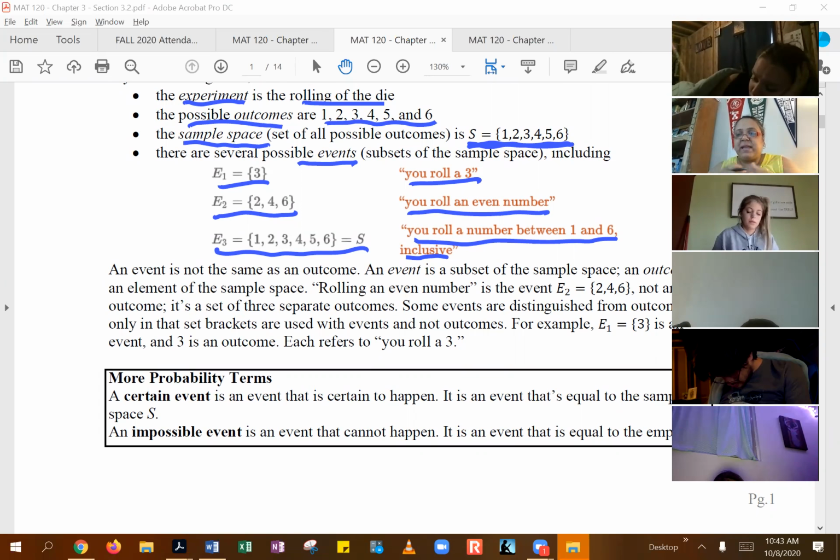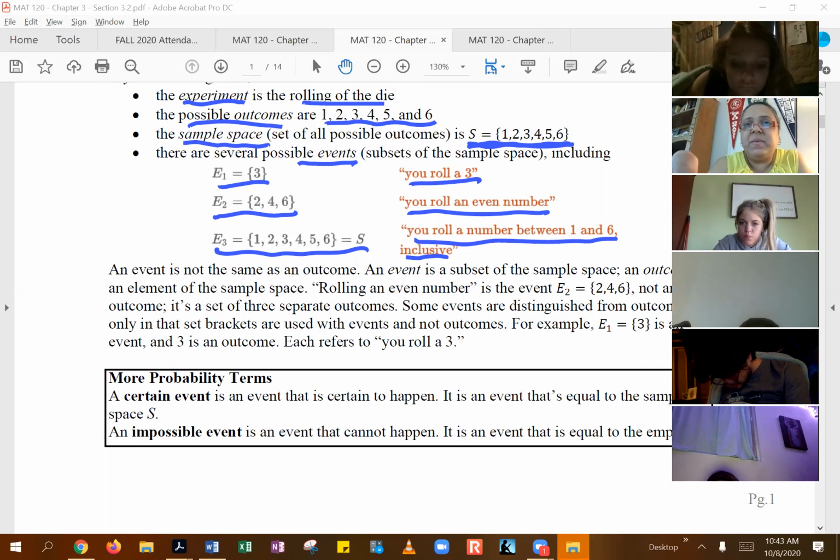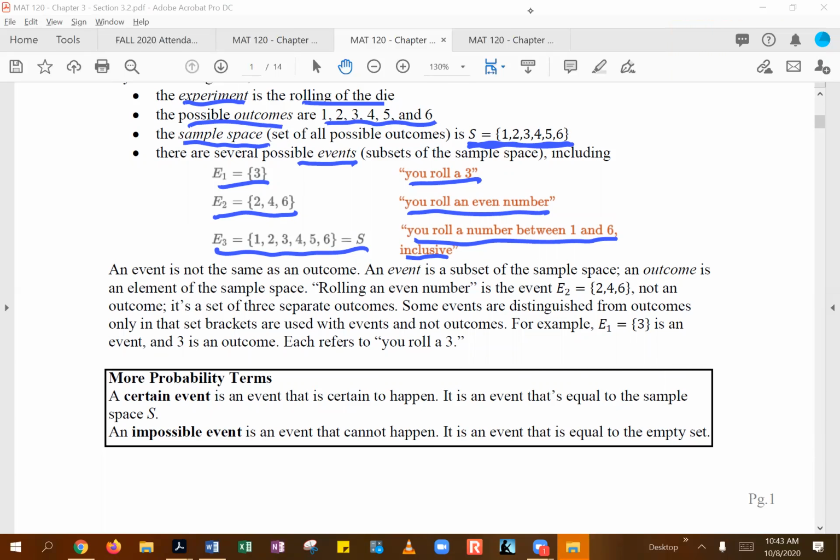What are we hoping to get as an answer? When you're talking about the outcome, especially look at that second one where we said roll an even number. Rolling an even number is the event. The outcomes would be getting a 2, a 4, or a 6. So 2, 4, and 6 are your outcomes, but the event of getting an even number is your event. There's a little bit of a distinction between an outcome and an event, and we're talking about that here in this paragraph.